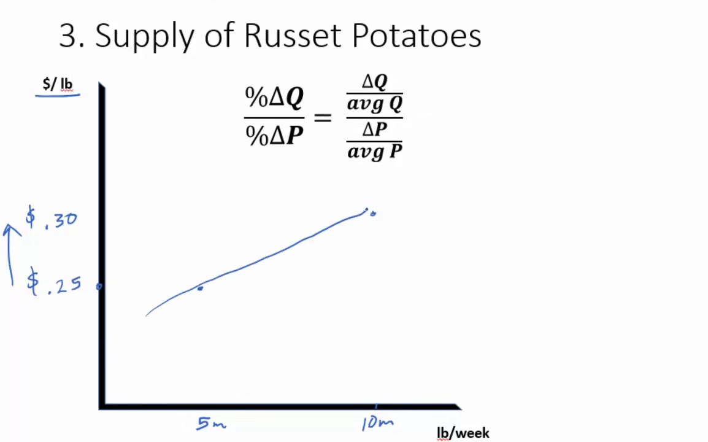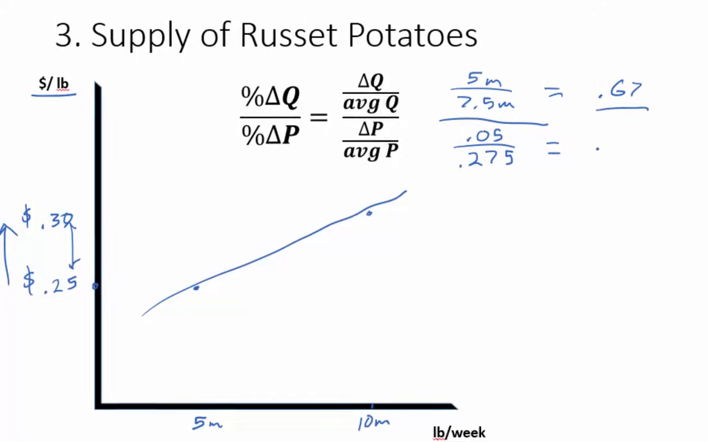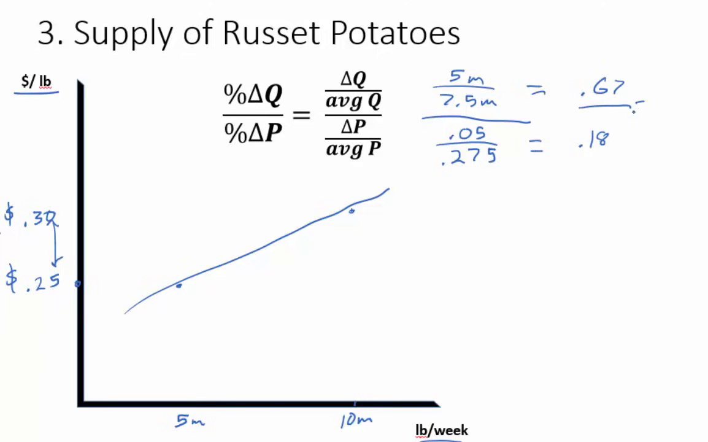Okay, we can maybe sketch in our supply curve here, but remember, it's the same formula, so we just need delta Q over average Q. The delta Q is 5 million. The average Q is 7.5. Delta P here is 5 cents, and the average P, the midpoint between 25 and 30, would be 27.5, or 0.275. Okay, so we work all of this out. We get 0.67 on top, divided by 0.18 on the bottom, and that's going to be approximately 3.6. So that's much larger than 1, so we can label this as elastic supply.